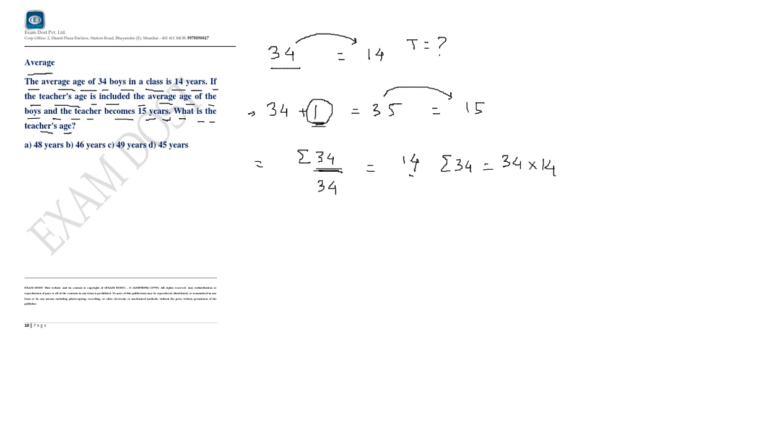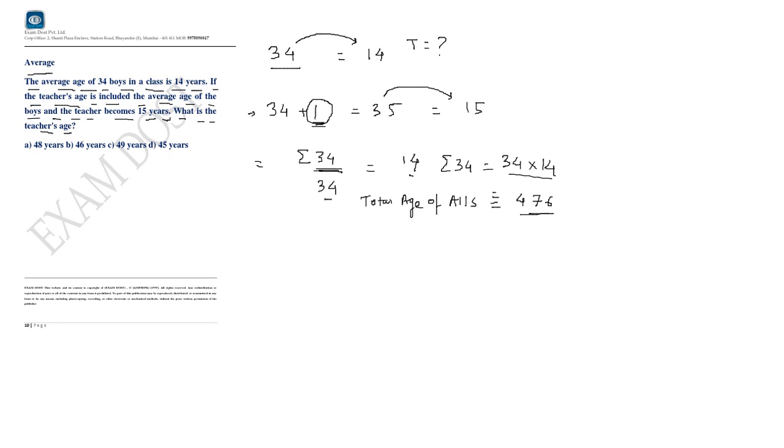If you multiply 34 into 14, 34 into 14 is 476. Please be quick with this calculation. We have covered it in our basic sessions. So now we know that the total age of all students is equal to 476. So the total age of all the 34 students we have is 476.